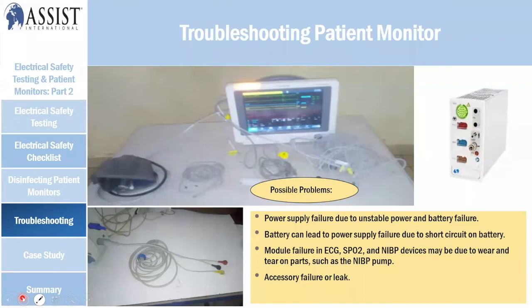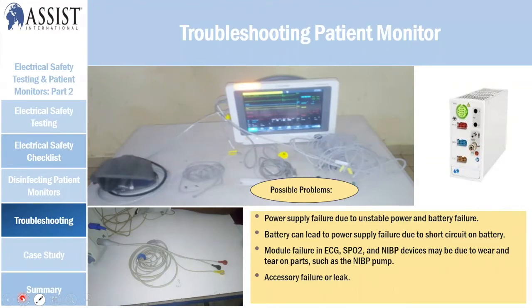So on troubleshooting, these are troubleshooting points on the patient monitor. Normally you have NIBP, temperature probe, SPO2, ECG, all of this. Another problem that you see is power supply failure due to unstable power and battery failure. So you need to check that particular part.